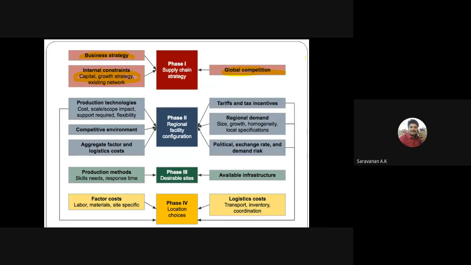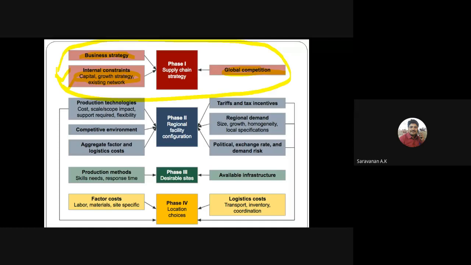Tata Motors has a good distribution network for its other products, either the other cars or watches. They have plenty of products, so the network distribution will be good. What already exists has to be considered in internal constraints: what capital is available, what growth strategies there are, and what existing networks there are. That has to be taken into account when planning the supply chain strategies.